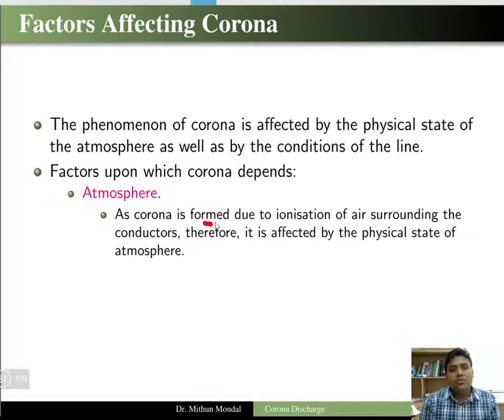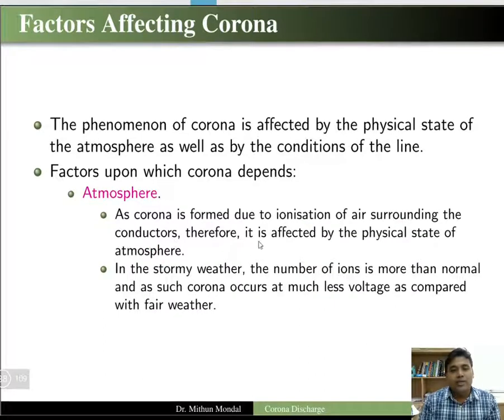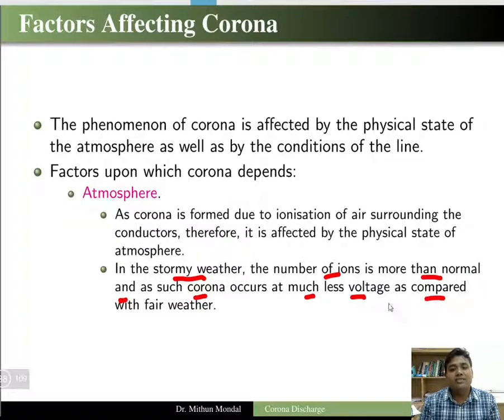As corona is formed due to ionization of air surrounding the conductor, it is affected by the physical state of the atmosphere. In stormy weather, the number of ions is more than normal, and as such corona occurs at much less voltage as compared to fair weather. So we have seen that for the occurring of corona, we require a critical disruptive voltage.